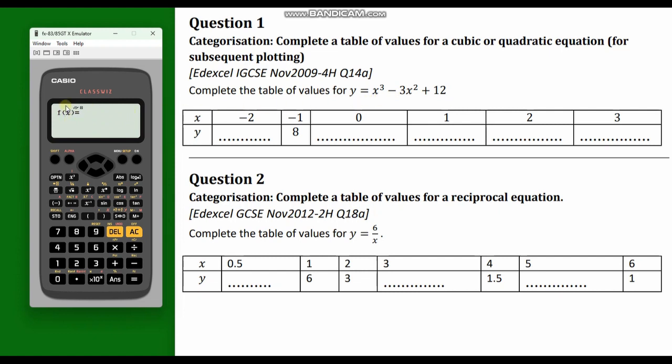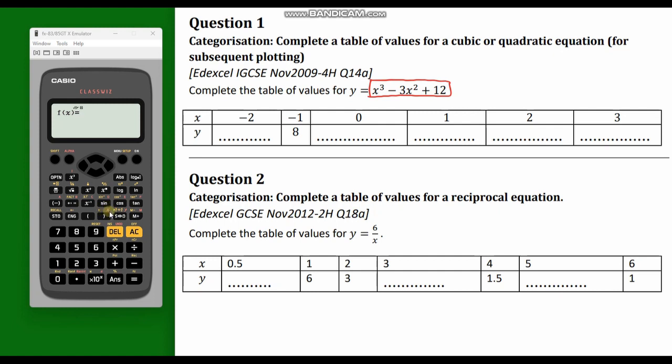So where it says f of x, that's the same as y. So these two terms can be used interchangeably. So all we're typing in is this expression here into our calculator. So first of all, we're typing in x cubed. So the x button, you can see here, it's very small, but you can see this red X, that is the button we're going to use.